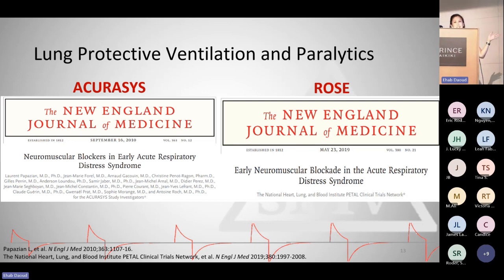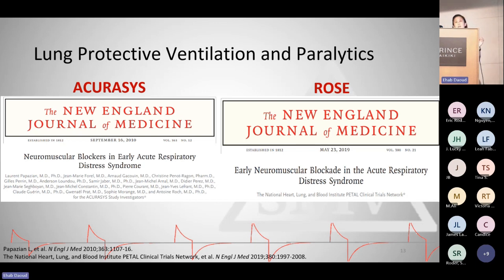The first is your ACURASYS study, put out by Papazian and colleagues. That was back in 2010. This is a study where they looked at deep sedation and low tidal volumes using conventional PEEP. So this is where we sedate the patient super deep, RASS -4, -5, and then we use some lung protective techniques. And then later on, just recently in 2019, we had the ROSE study. This study used lighter sedation, RASS scores of 0 to -3 with low tidal volumes and high PEEP.